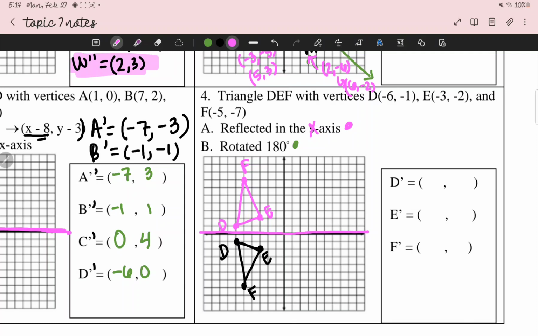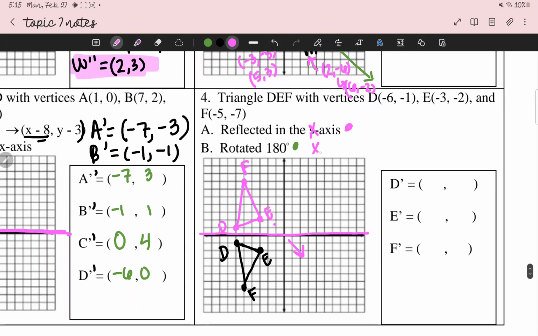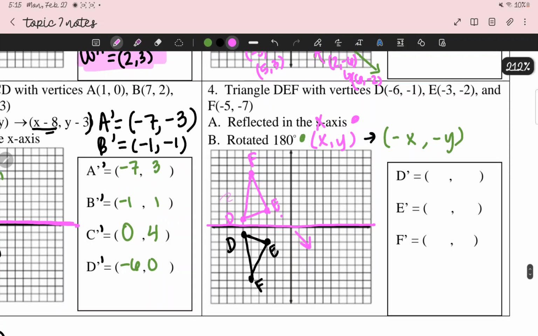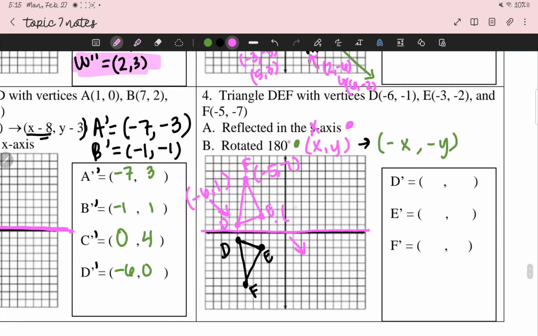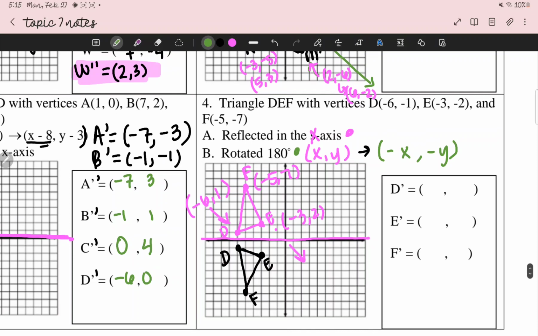And then finally it says rotated 180 degrees. It'll go from this quadrant to this one over here. So I'm just going to move those points. I'm going to go from the pink colors, X and Y, to the green by doing a negative X and a negative Y. Okay, so let me go ahead and write out what these points are here. For D, it was negative 6, positive 1. For F, it was negative 5, positive 7. And for E, it was negative 3, positive 2. So now I can just swap them out.